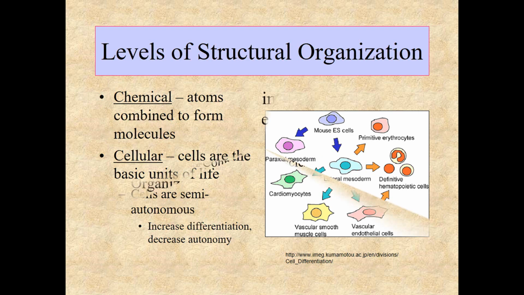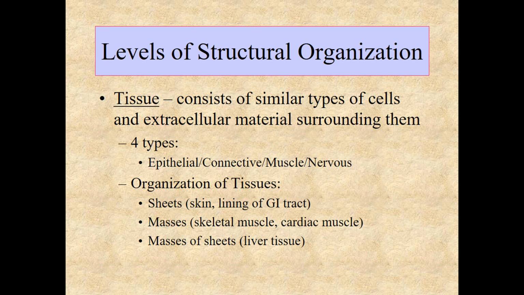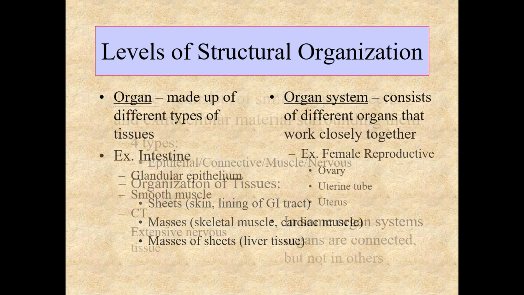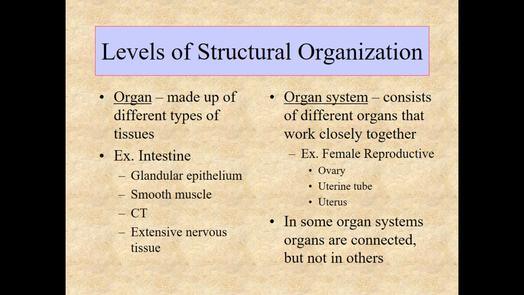Now, different cells will be organized into tissues. Again, I was kind of ambitious with what I wanted to cover. I wouldn't worry about the organization of tissues. Right now, I just want you to know what the 4 types of tissues are. Similar cells that have a common function are tissues, and we have 4 types in humans. We have epithelial tissue, CT or connective tissue, muscle, and nervous tissue. And then we can have different tissues that will help form an organ.